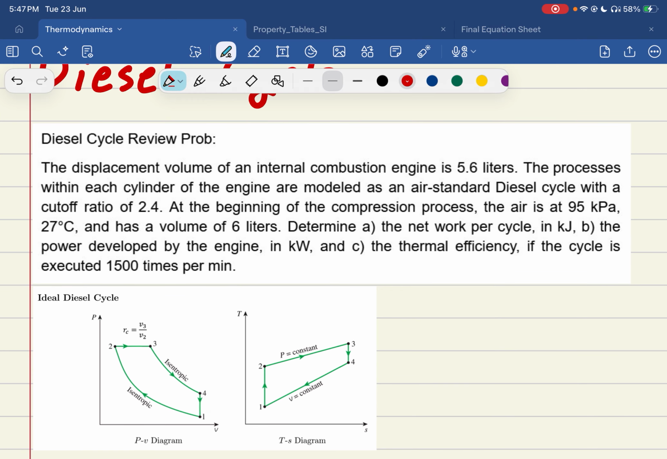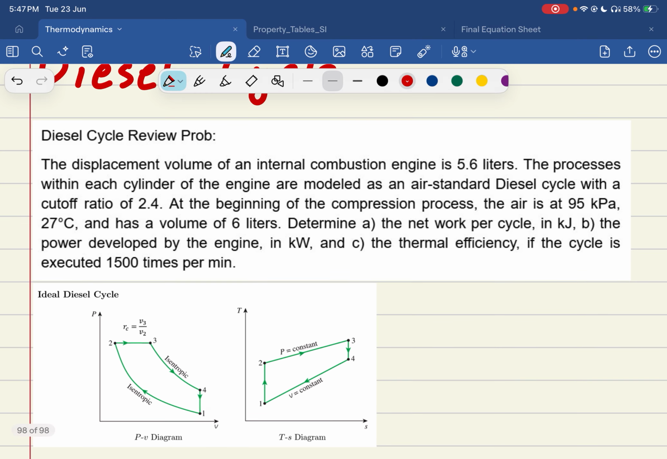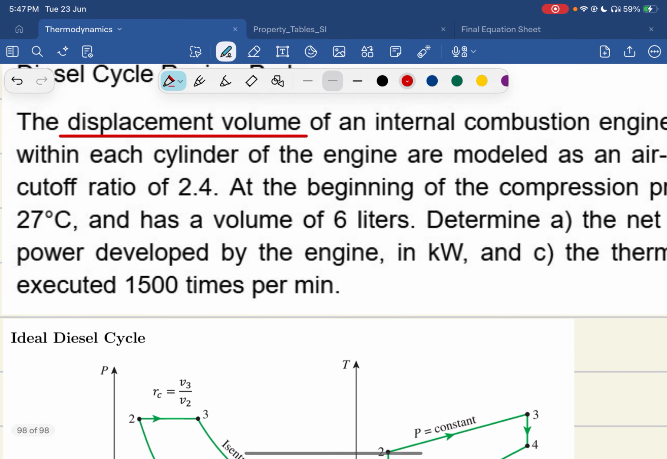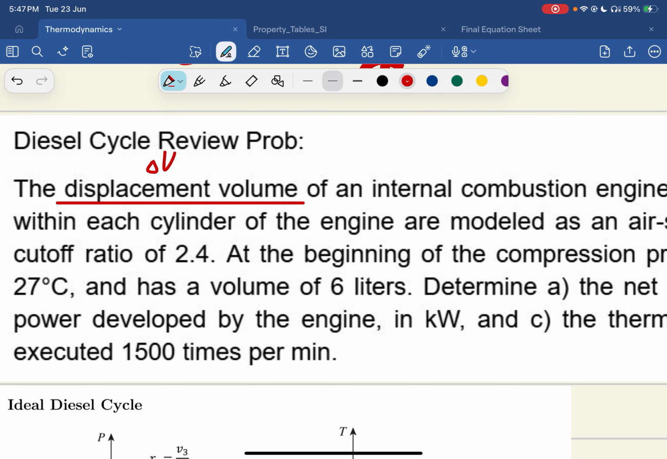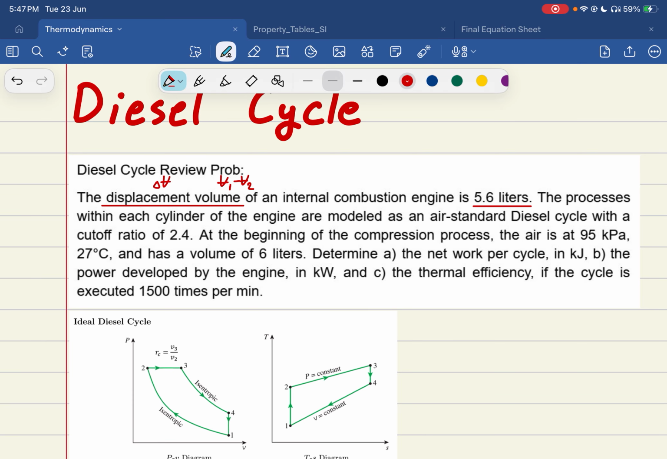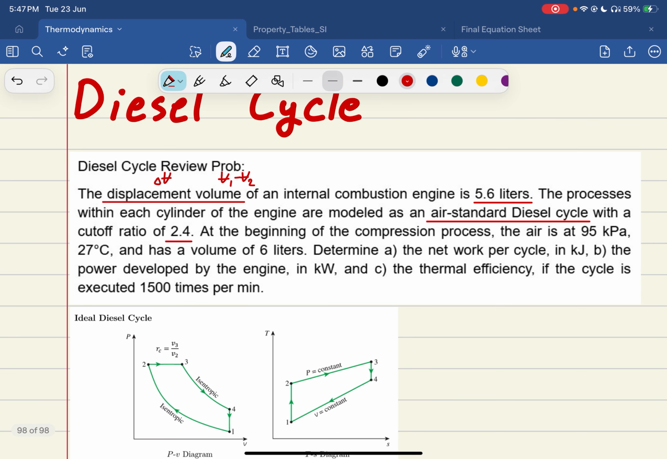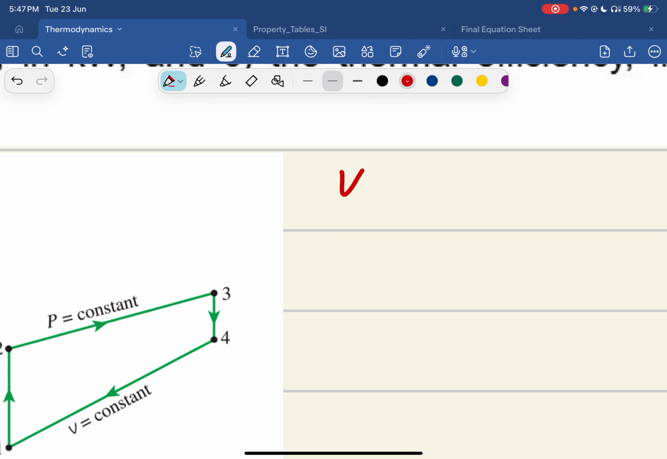So here we have a diesel cycle, and it says the displaced volume of an internal combustion engine is 5.6 liters. So this is delta V, or more like V1 minus V2. And the process each cylinder of the engine is modeled under Air Standard Diesel cycle with a cutoff ratio of 2.4. So that is V3 over V2 equals 2.4.